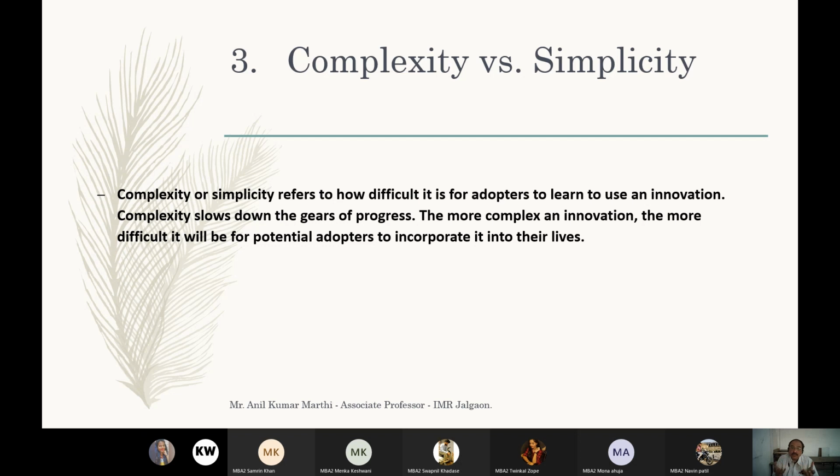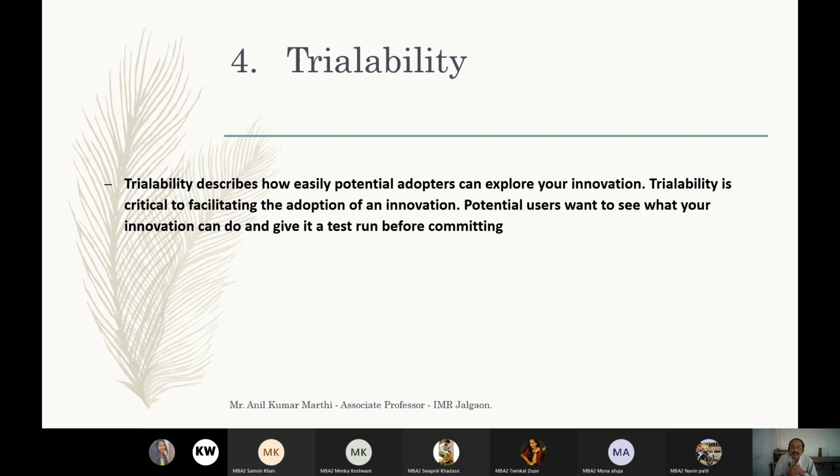So people, before accepting that particular product or a service or a domain, will also check whether it is complex or simple. So the first one is relative advantage, the second one is what? What is the second one, Mona? Sir, compatibility. Very good, compatibility. The third one is complexity versus simplicity. The fourth one is trialability.